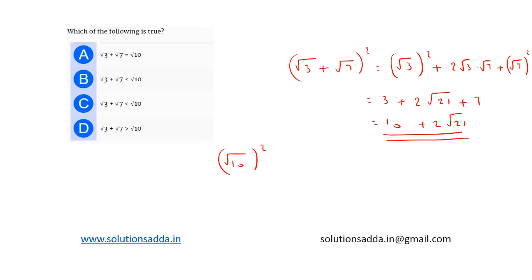And now root 10 the whole square is equal to 10. Now we have root 3 plus root 7 the whole square equal to 10 plus some positive value, whereas root 10 the whole square is just 10. So from this we can say that root 3 plus root 7 is definitely greater than root 10. So based on the options, option D is the correct answer here.